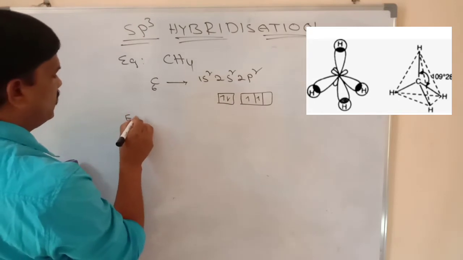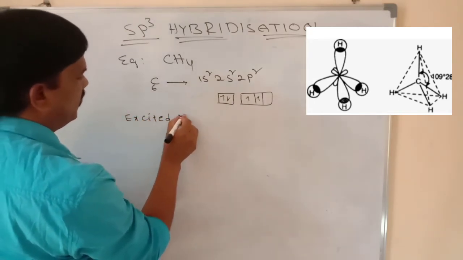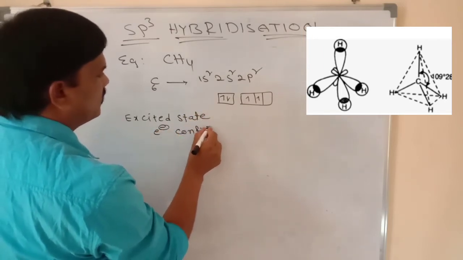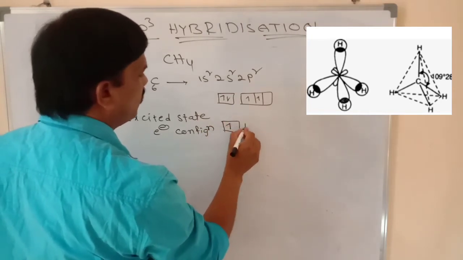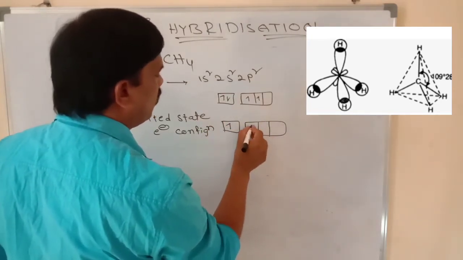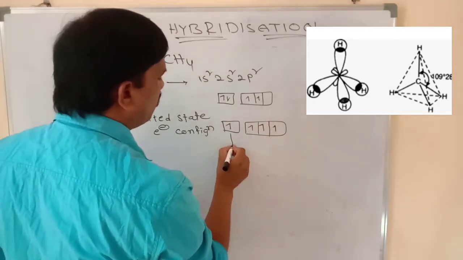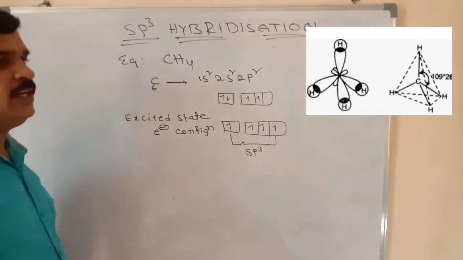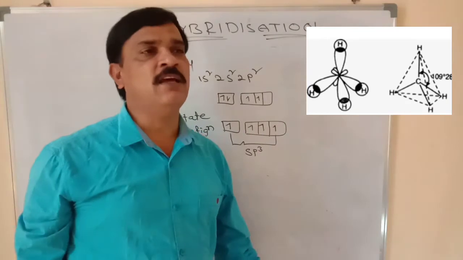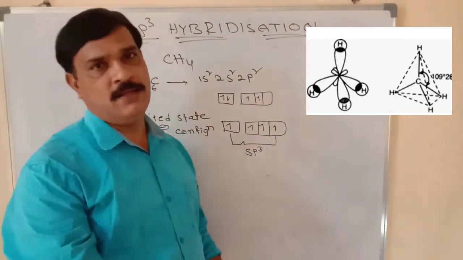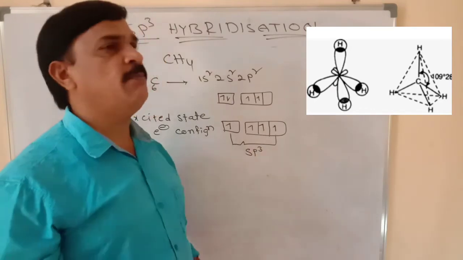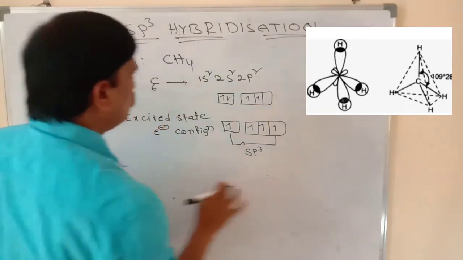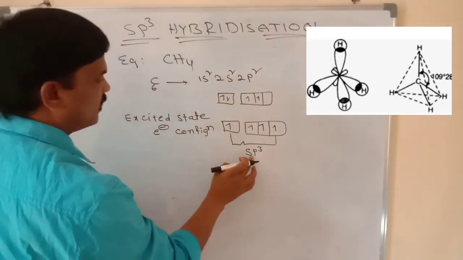Now I want to write the excited state electronic configuration. One 2s electron is promoted to the 2p orbital. Here one s orbital and three p orbitals of carbon combine to give new sp3 hybrid orbitals. These sp3 hybrid orbitals participate in chemical bonding, rather than the atomic orbitals, so they combine with each other.